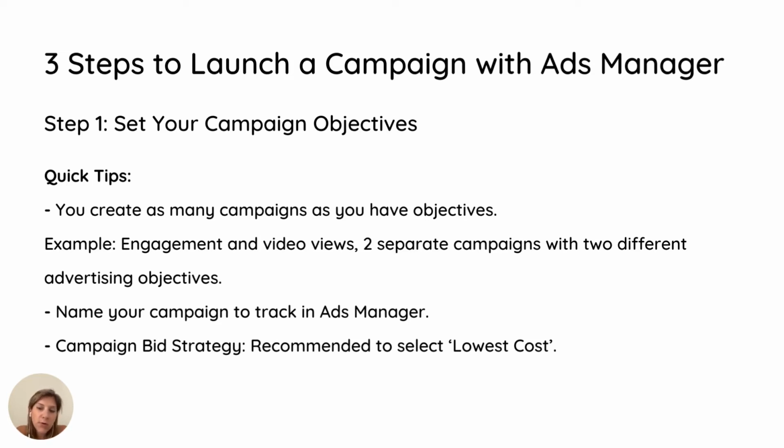So a few tips when you're setting up your campaign objectives. You can create as many campaigns as you have objectives. If you have a video and you want to get people to watch it, but also you want people to engage with it, you can launch 2 separate campaigns with 2 different objectives, one with video views, one with engagement as an objective. Another point is to make sure to name your campaign something relevant to the campaign itself, so you can easily track it in Ads Manager.